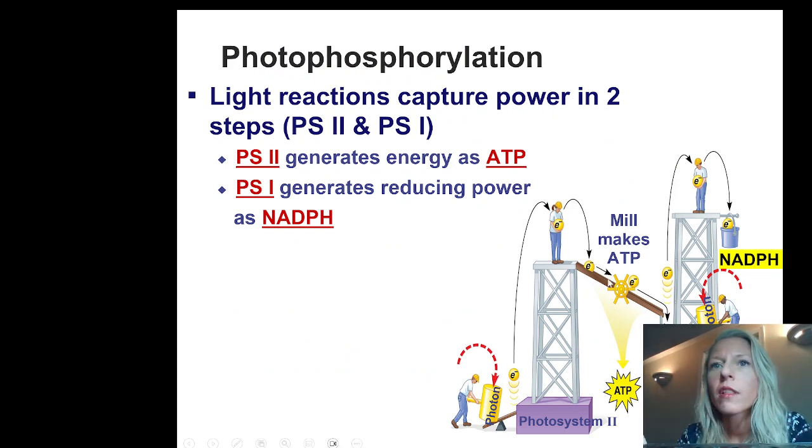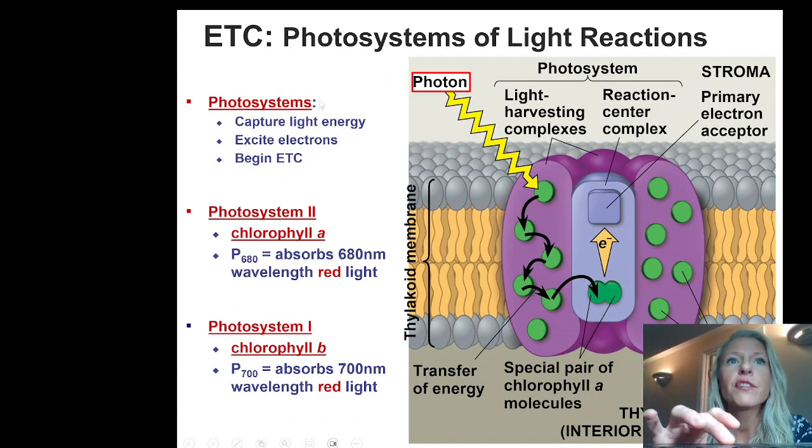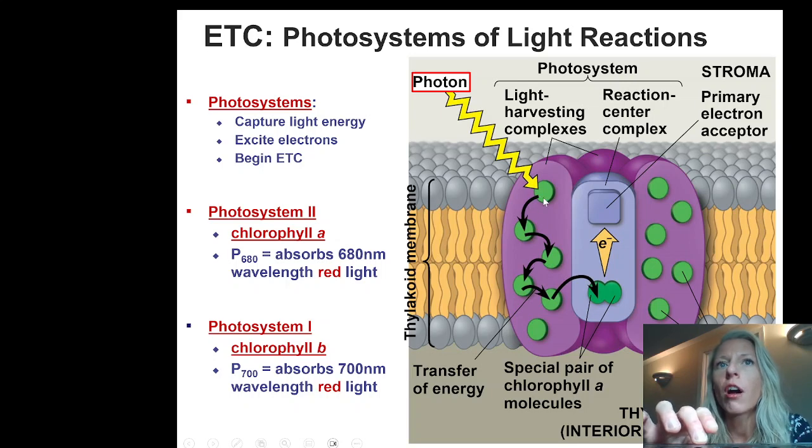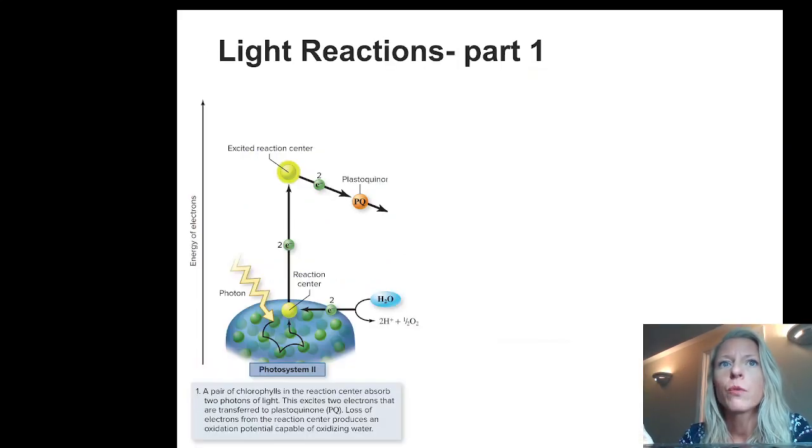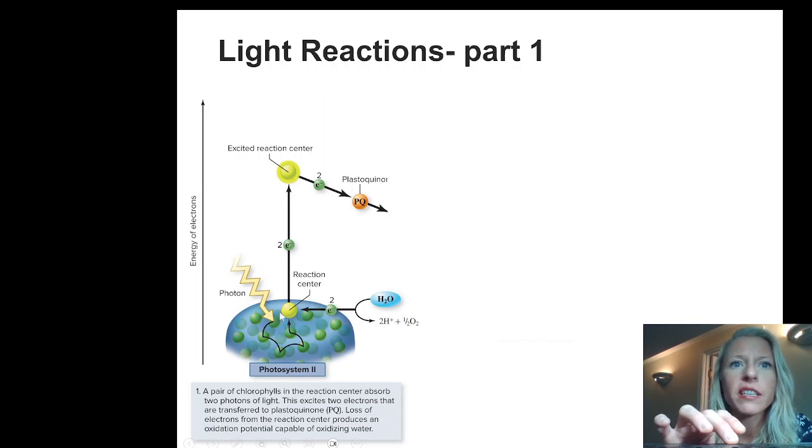Okay, so let's go here. All right, so again, our photon of light comes in. Okay, this is in the thylakoid membrane. We have our photon of light bouncing between these molecules of chlorophyll and then hitting the primary electron acceptor, okay? And then after we hit that primary electron acceptor, or our reaction center, this excites our reaction center, and this is where we start our electron transport chain.